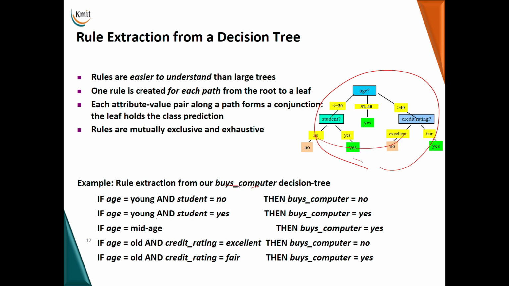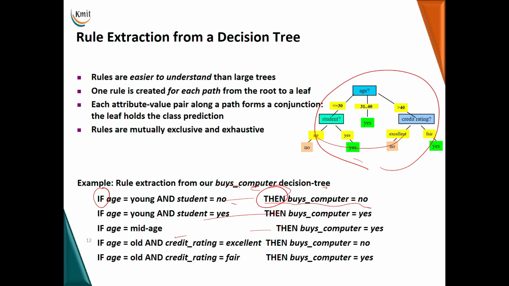Rule extraction from our buys computer decision tree. If age equal to youth and student equal to no, then what? Buys computer, no. If age equal to youth and student equal to yes, then buys computer, yes. If age equal to middle age, then what? Buys computer, yes. So I am using if and then conditions to write this. This is nothing but your rule-based classification.